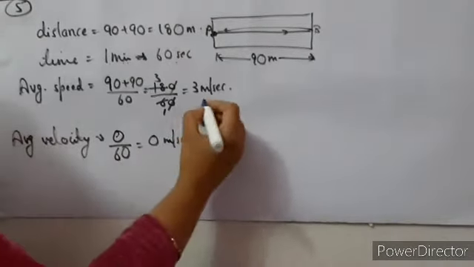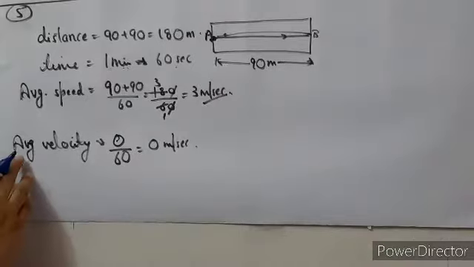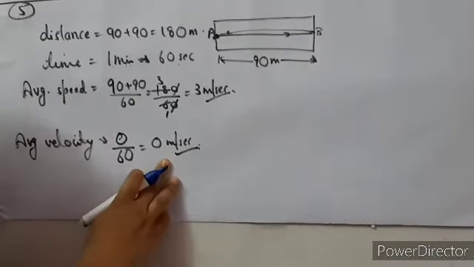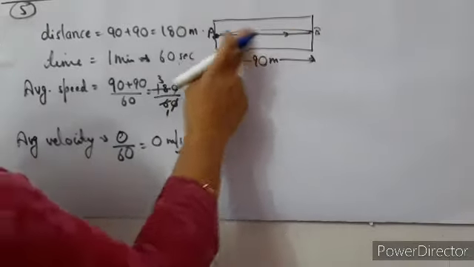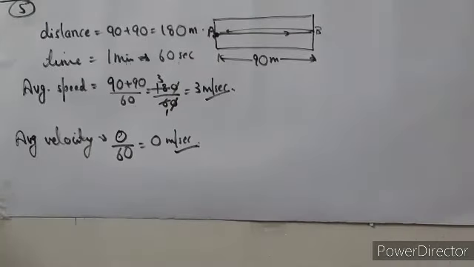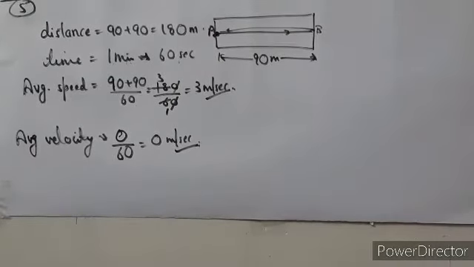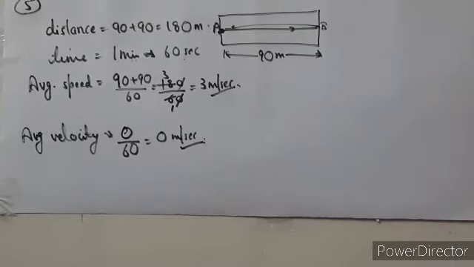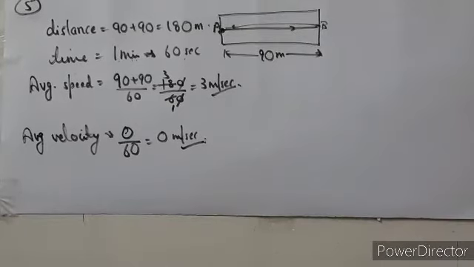So in this case, average speed is 3 meter per second whereas average velocity is 0 meter per second. What is the reason of the 0? Because the path followed is a closed path. Therefore, the displacement, that is the shortest distance, is 0. Therefore, the velocity will be 0.